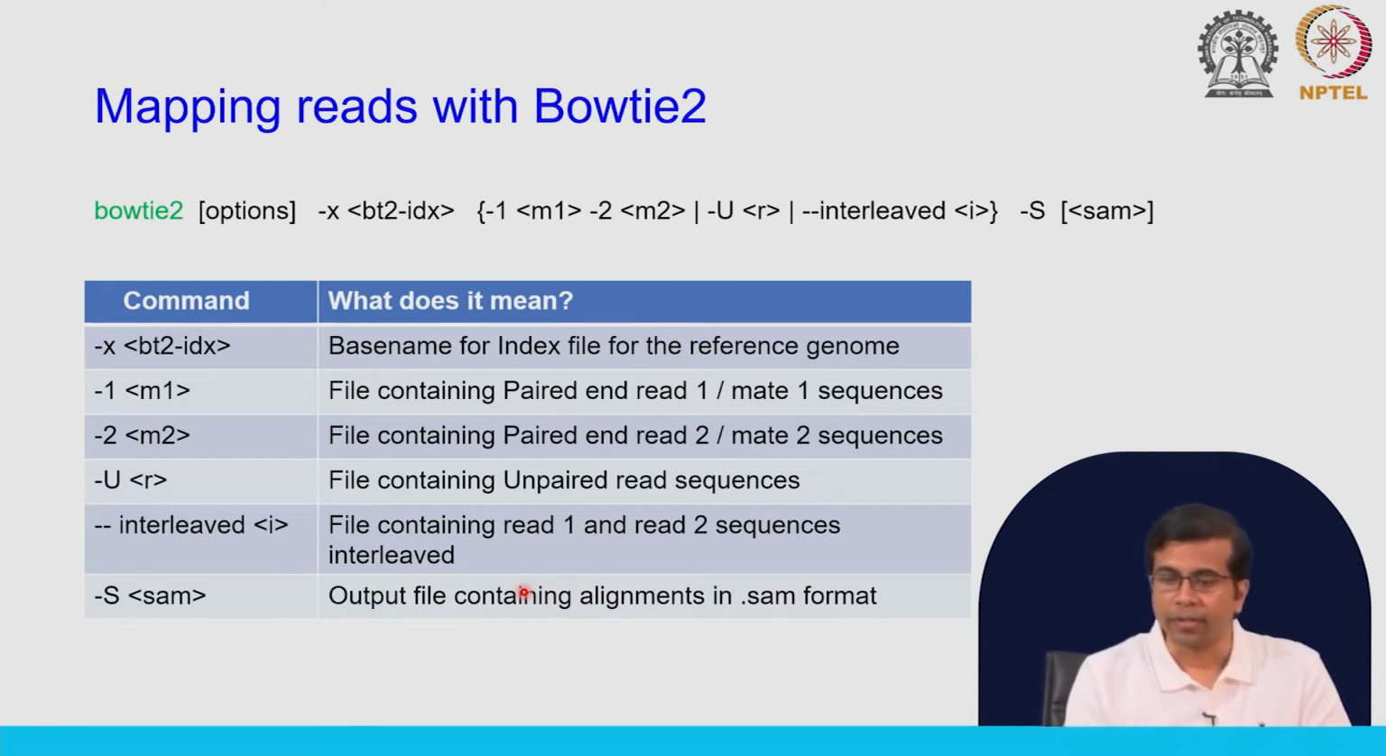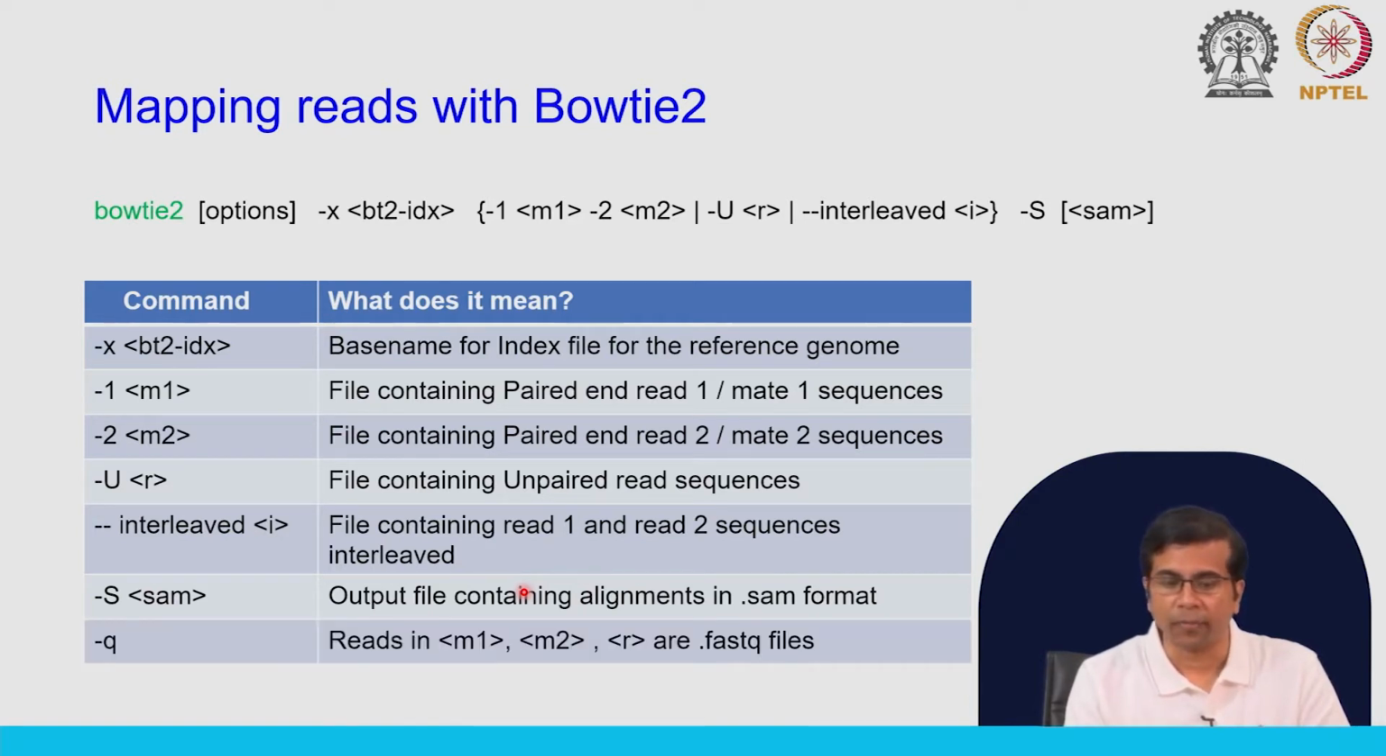Once this is clear, you can also have the option -q, which means reads are in M1, M2 or R.fastq file. This is kind of a default and understood, so you do not actually have to mention this -q.